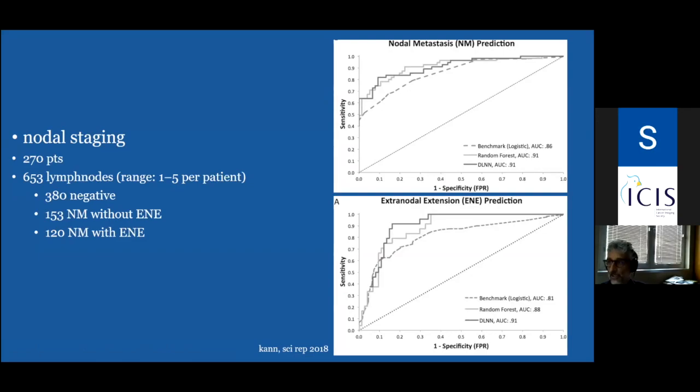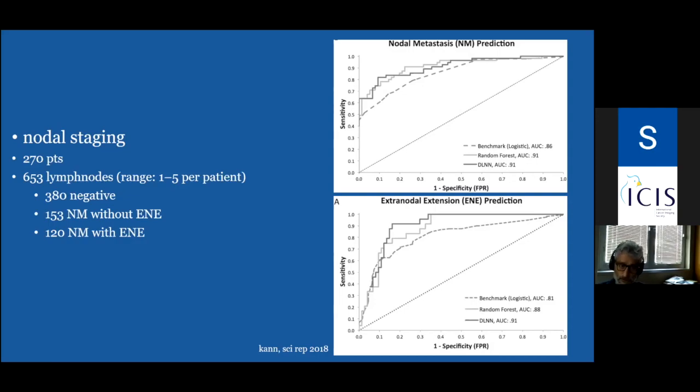Nodal staging, this is really interesting because nodal staging has always been a problem, and already Steve showed that even in MRI, you can have some serious problems in identifying nodal metastases. So here this is an interesting work on 260 patients and 653 lymph nodes. And you see very well that the deep learning algorithm, but also the benchmark logistic, clearly differentiated quite well nodal metastasis from normal lymph nodes, but also predicted quite efficiently extranodal extension.